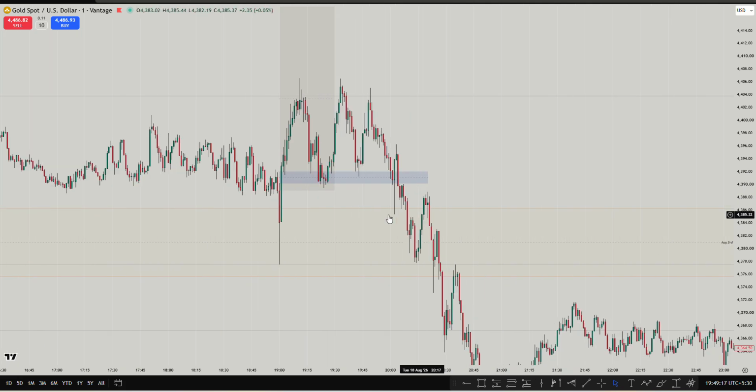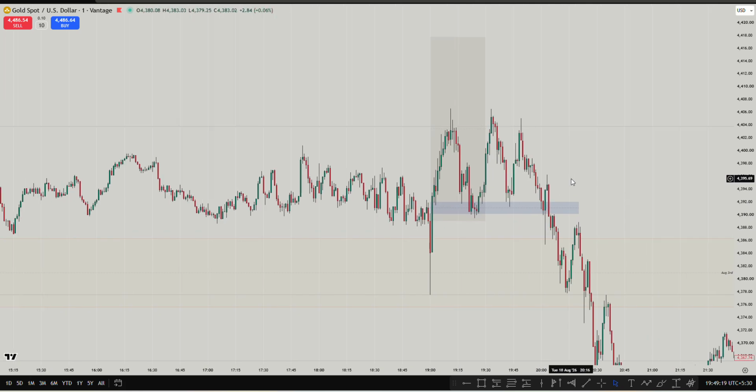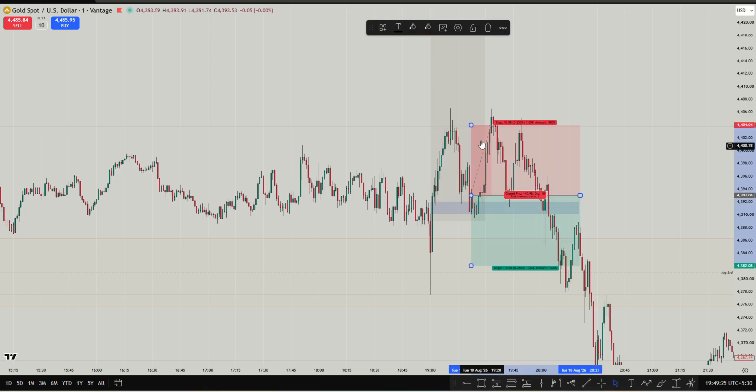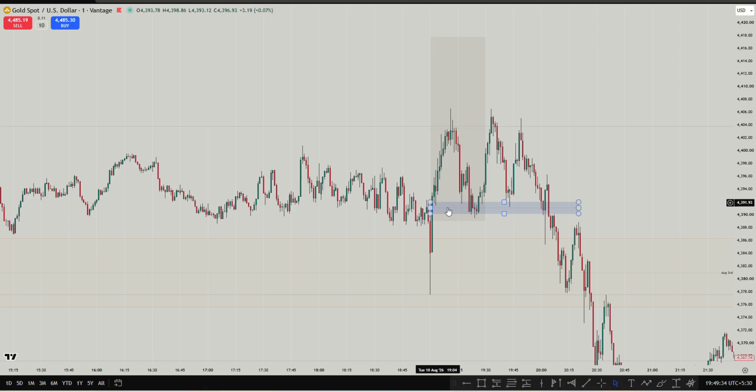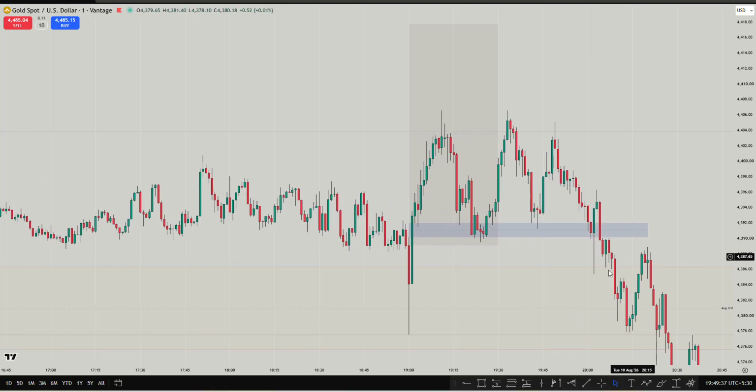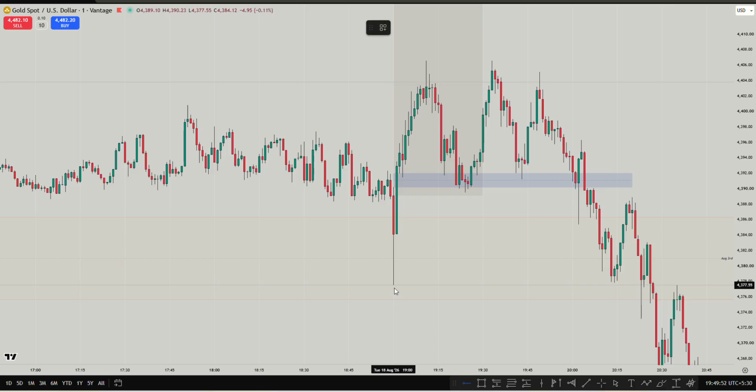So the main problem is I took the trade right here and it hit my stop loss. Why did it happen? Because I didn't wait for the structure shift. I treated breaking this level, breaking this level, as a structure shift. But no, it's not a structure shift. Our main structure shift happens right here. This is the main structure shift.